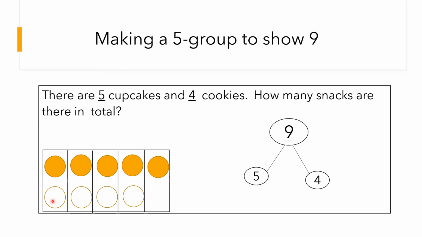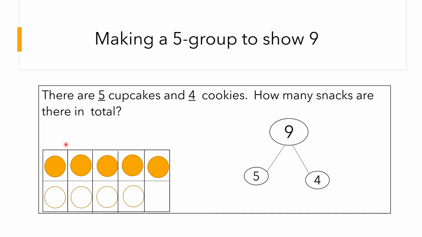How many cookies? 4. 1, 2, 3, 4. Kindergarten, 5 cupcakes plus 4 cookies make how many snacks all together? What did you say? 9? Are you sure about that?